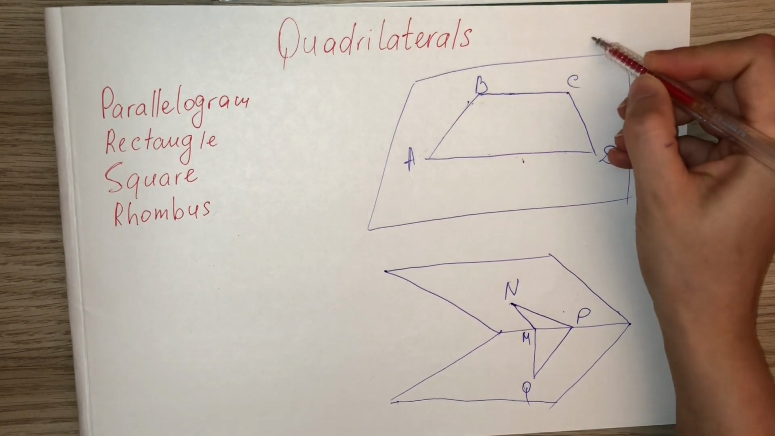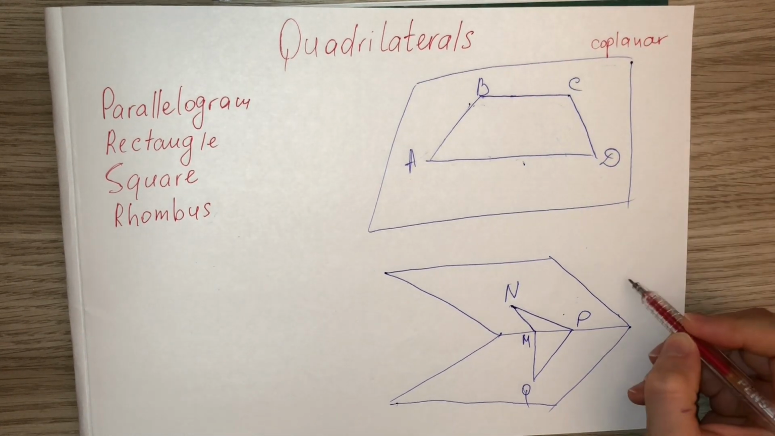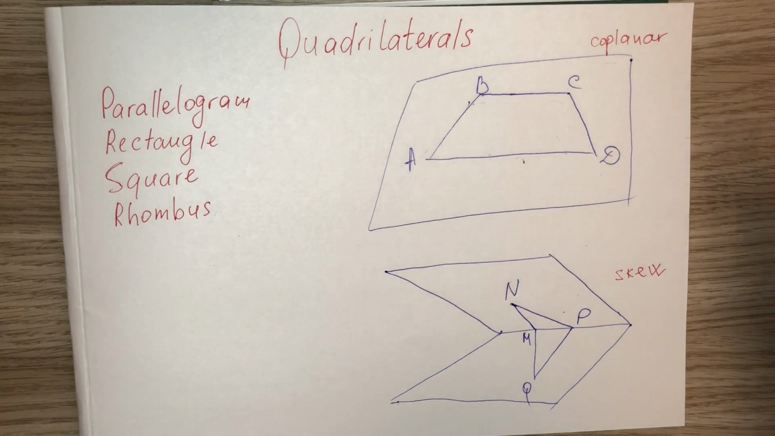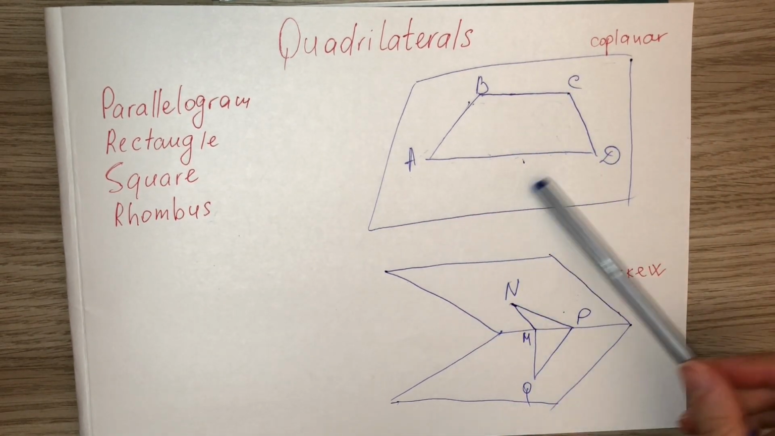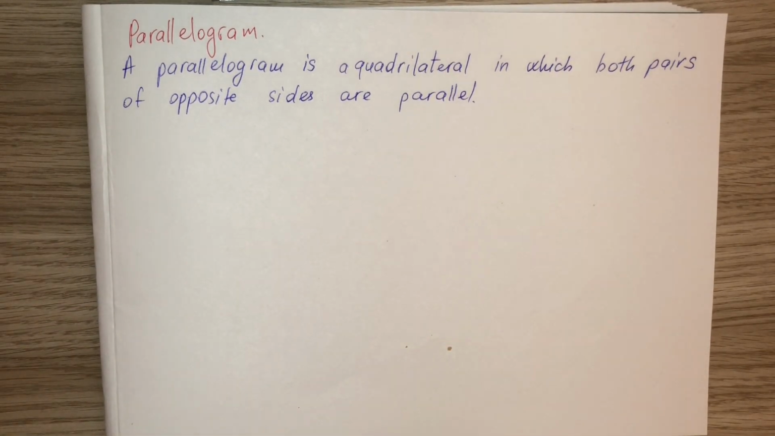Let me write coplanar, and this is called skew. But we will generally consider quadrilaterals whose sides are coplanar. Let's start with a parallelogram.